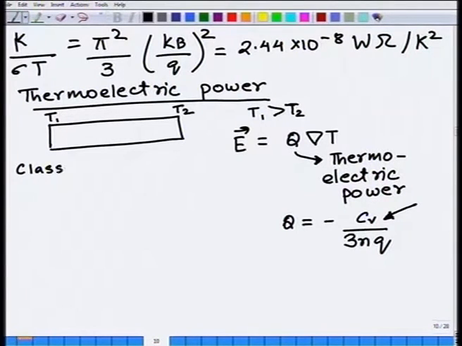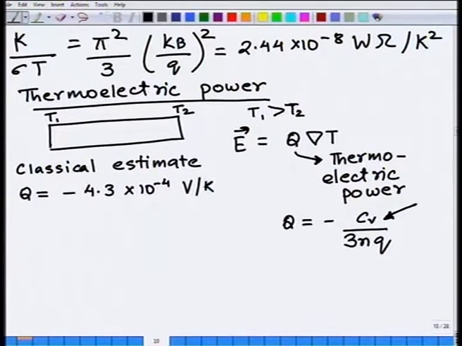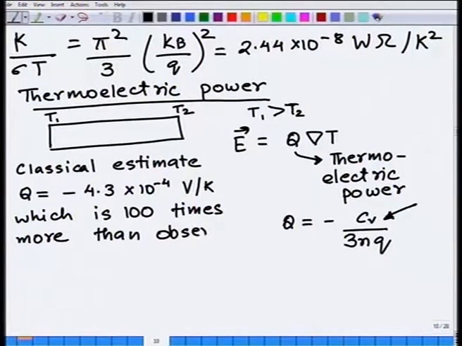If we use the classical estimate of specific heat, Drude's theory, we get Q equal to minus 4.3 times 10 to the power minus 4 volts per Kelvin, which is 100 times more than the observed value. Clearly then, since the estimate of Cv from free electron theory is 100 times less, we start getting the right numbers. So that is really the success of free electron theory. This is where there is an improvement from Drude's classical theory to the quantum mechanical free electron theory. This is where we start seeing improvement.